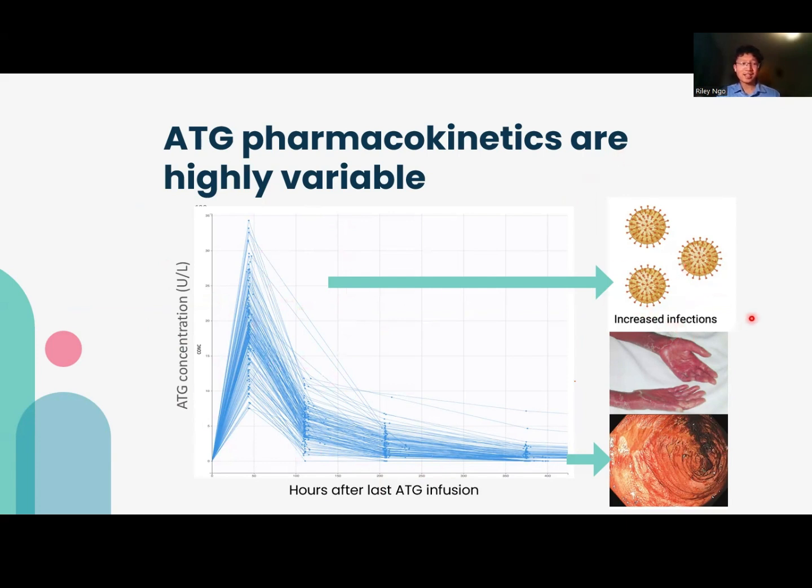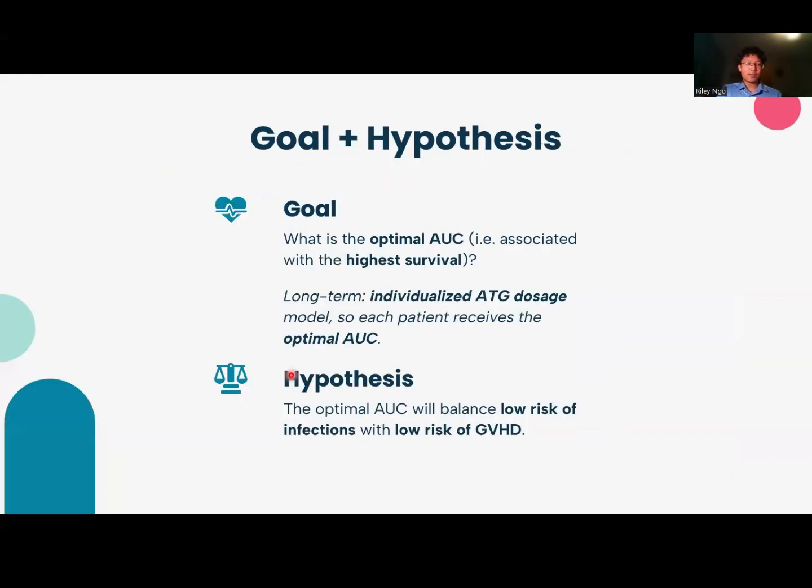Published data suggests that there is an optimal AUC, resulting in low GVHD and low infections, but only a fraction of patients receive this. So our goal is therefore to determine the optimal AUC, that is, the one associated with the highest overall survival, but also the highest leukemia relapse-free survival. We hypothesize that this optimal AUC will balance a low risk of infections with a low risk of GVHD.